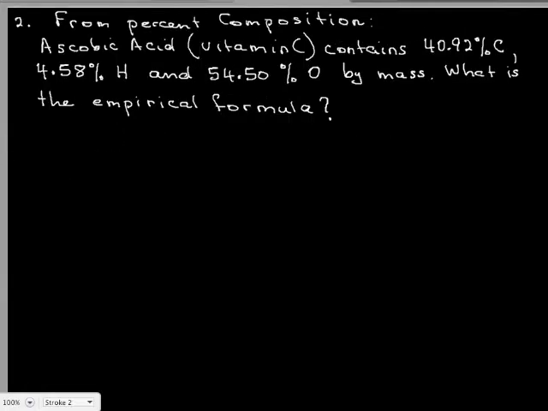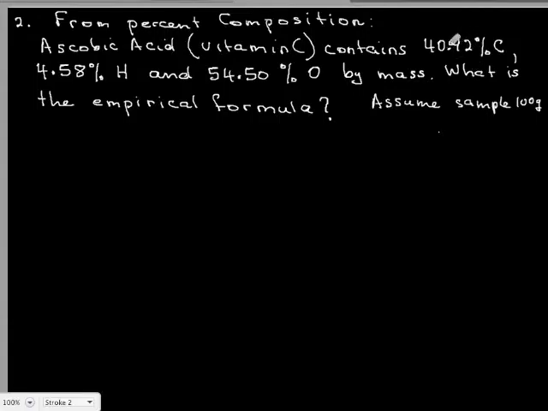Now let's go ahead and see how to get the empirical formula from percent composition. Ascorbic acid, vitamin C, contains 40.92% carbon, 4.58% hydrogen, and 54.50% oxygen by mass. What is the empirical formula? So since we have percents and we need to convert percents to grams, the best thing to do is to make an assumption. You want to assume that your sample is 100 grams.